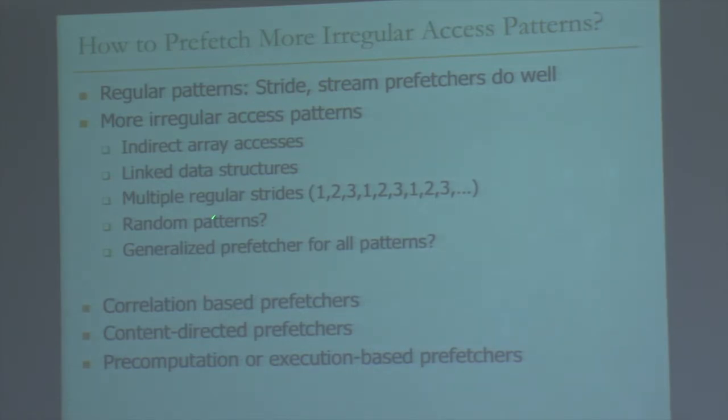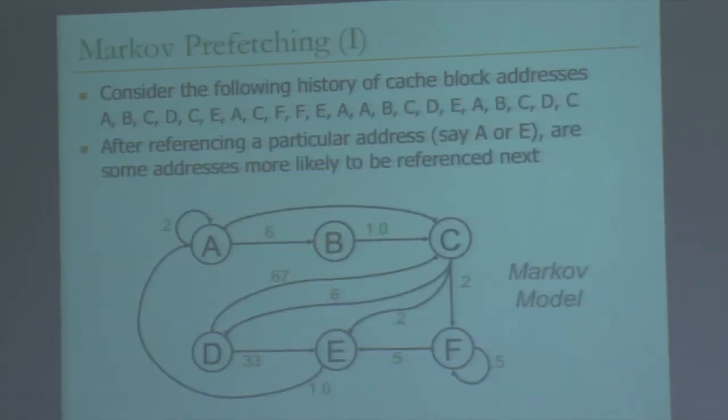Now let's take a look at how we can prefetch for more irregular access patterns. Unfortunately, life doesn't consist of just regular access patterns. You have many irregular access patterns, linked data structures, for example. You can have indirect array accesses. You can have multiple regular strides that look like this. In this case, you may need to recognize this pattern, right? You can actually have a pattern-based prefetcher that recognizes this. You can have random access patterns, which may be difficult to prefetch for. Can you actually design a generalized prefetcher for all patterns? So we'll take a look at several prefetchers. One is correlation-based prefetchers, content-directed, and pre-computation-based prefetchers. Let's see how much we can cover.